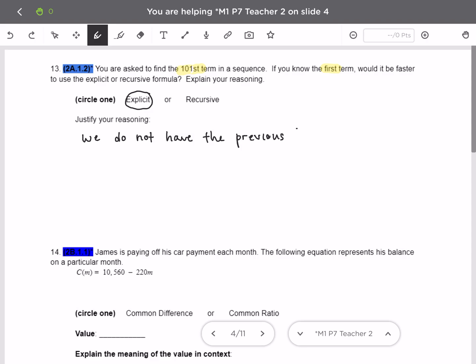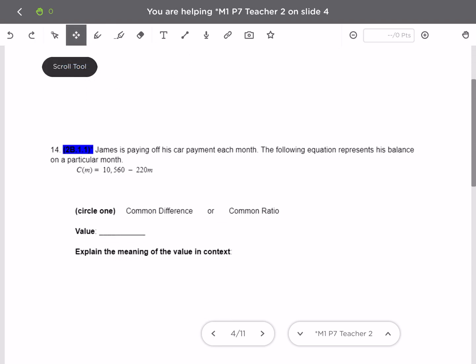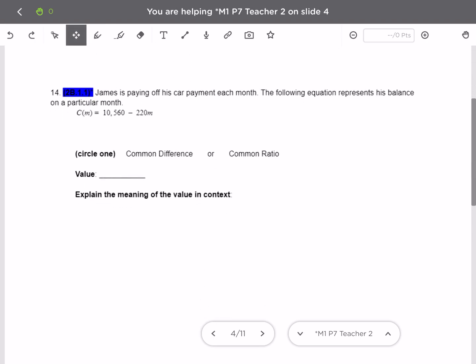And I'm just going to be a little more specific here. I don't need this, but we don't have the previous term because we know the previous term in this case would have been the 100th term, okay? Now in number 14, we take a look here.